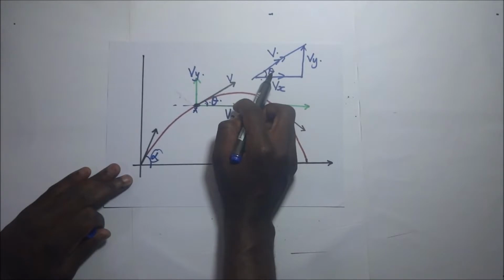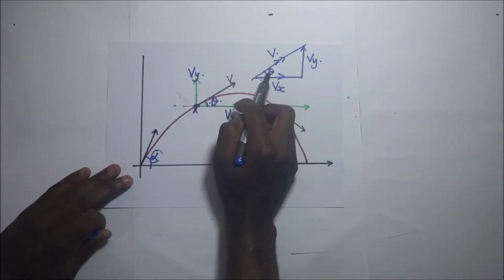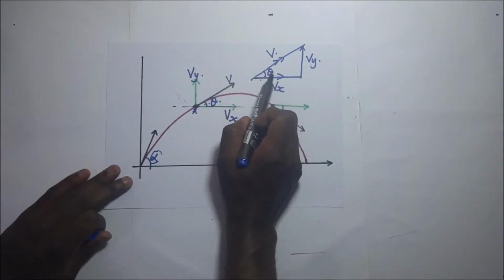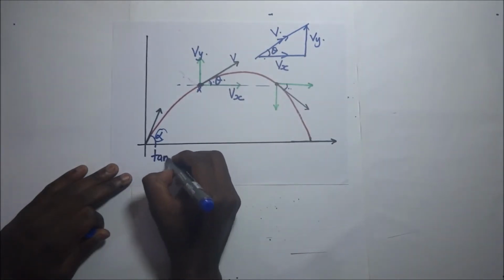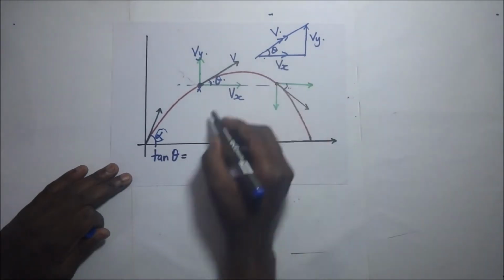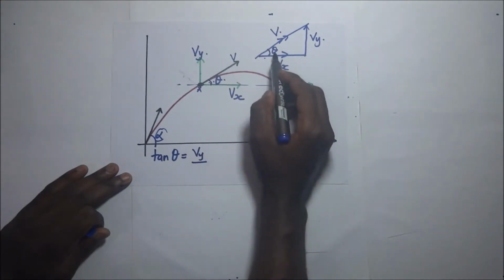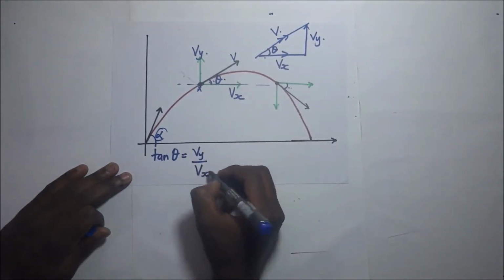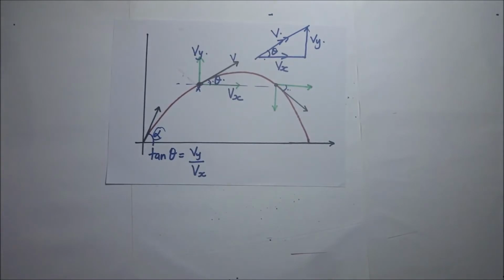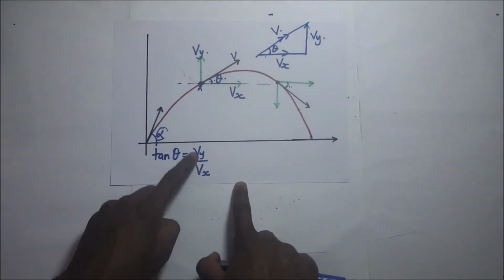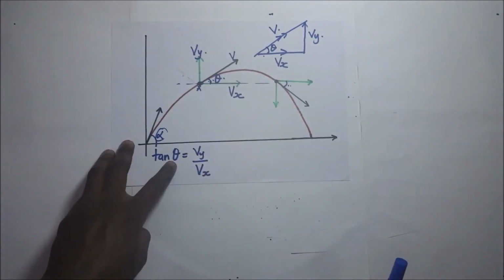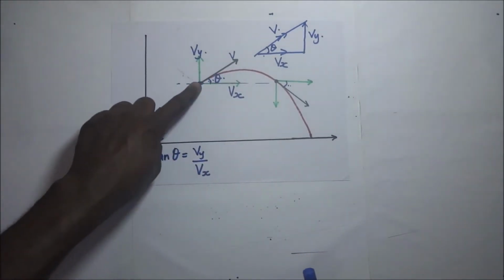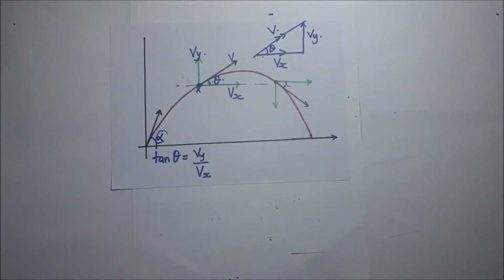It is as simple as finding that, and finding that means I am going to use trigonometry. So in this case, I can use the tangent of this angle theta. We know that tangent of theta is equal to the opposite, which is Vy, over the adjacent, which is Vx. And from Vy over Vx, I am able to get the value of angle theta, and that theta so happens to be the direction of the particle at that point.